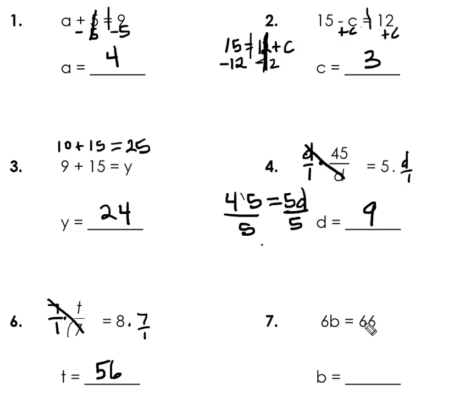And last one, 6b is equal to 66. I'm going to use the inverse, so I'm going to divide both sides by 6. So b is equal to 66 divided by 6, which is 11. All right, I hope this was a helpful review.